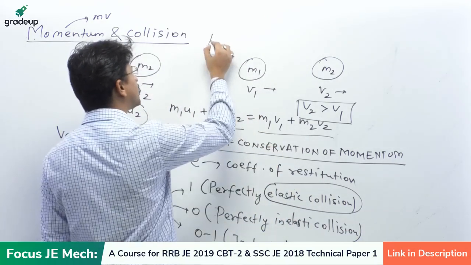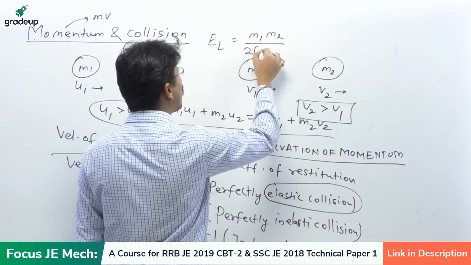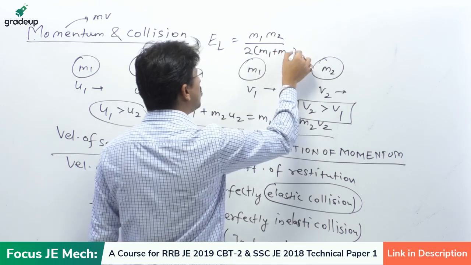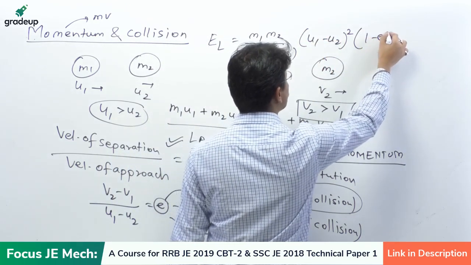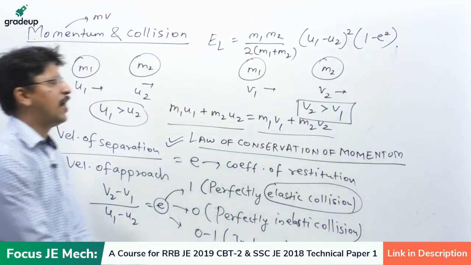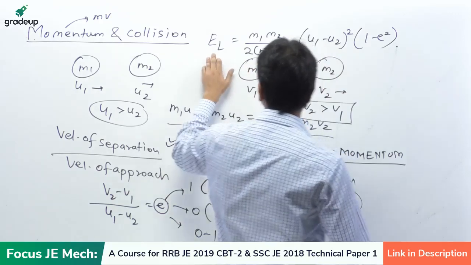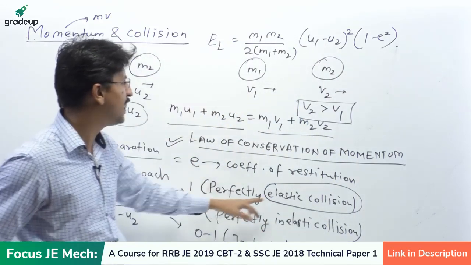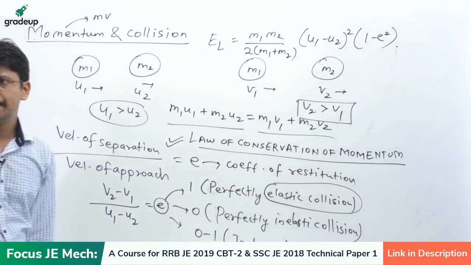Other times there is a loss in energy, and that is given by m1 m2 over twice of (m1 plus m2) into (u1 minus u2) whole square into (1 minus e square). This is the general formula. You can yourself put e equal to 1 here, this whole term will become 0. So for the elastic collision, that is perfectly elastic collision, your loss in kinetic energy will be equal to 0. Okay?